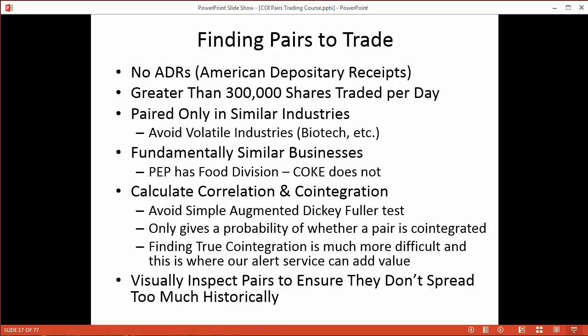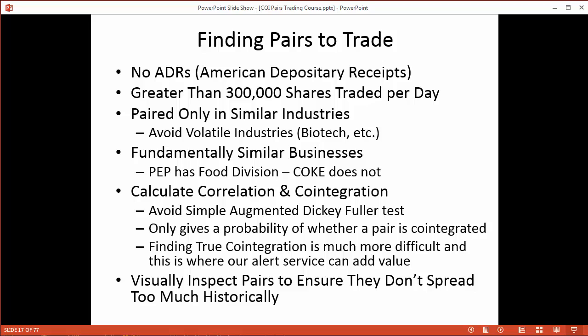Also, we want to visually inspect the pairs to ensure that they don't spread too much historically. So this is kind of an additional test to just have a common sense look at two charts and say, yeah, they're kind of similar in their behavior. A lot of times you can do the mathematics and you can do the fundamental analysis, but then when you actually look at the charts, you go, no, they're really not very similar. So we want to put as much on our side up front, making sure that we're trading the right pairs before we get into trades and find out the hard way that stocks aren't necessarily paired very well for pairs trading.